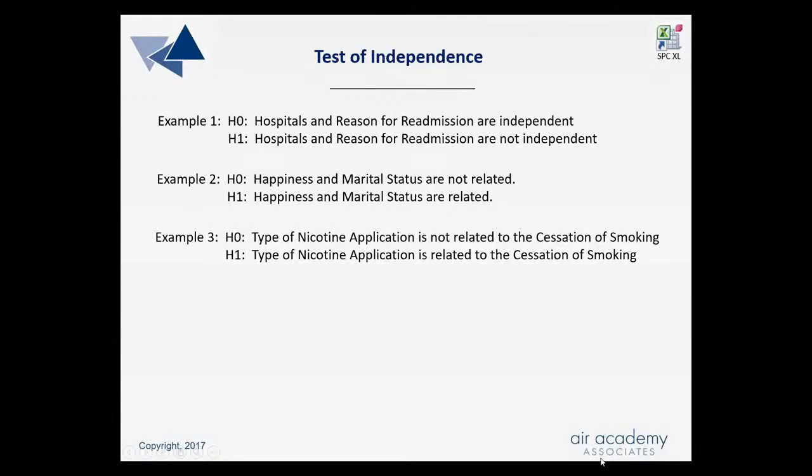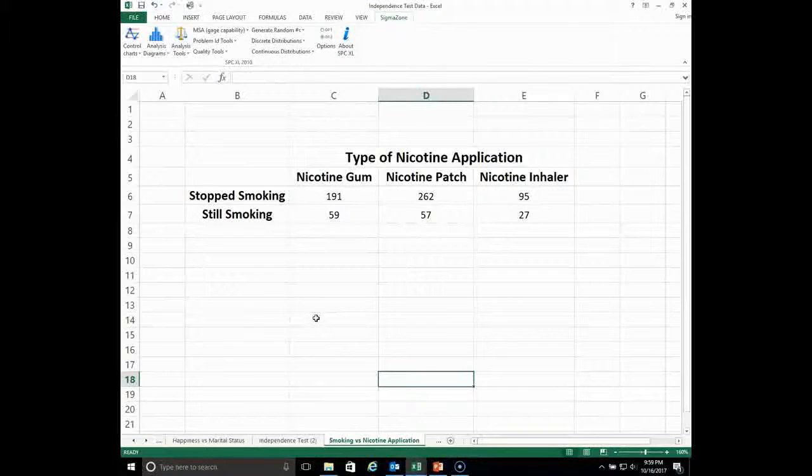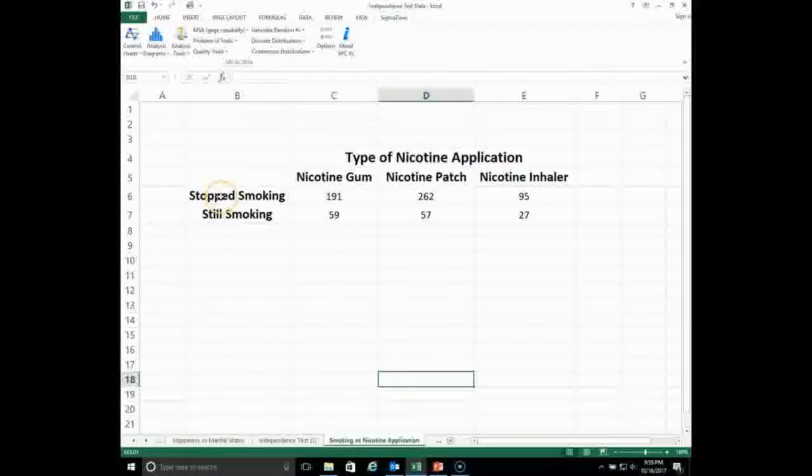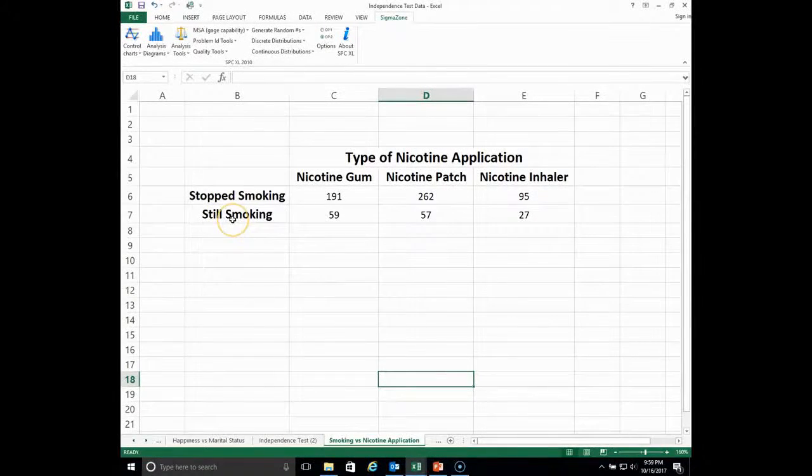A third example that we will look at is to evaluate the relationship between type of nicotine application and the ability to stop smoking or not stop smoking. So let's take a look at this data. In this example, the type of nicotine application had 3 different categories: the nicotine gum, the nicotine patch, and the nicotine inhaler. And the variable for cessation of smoking was either they stopped smoking or they were still smoking.